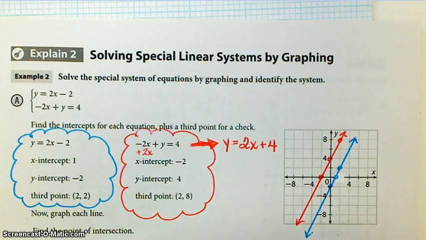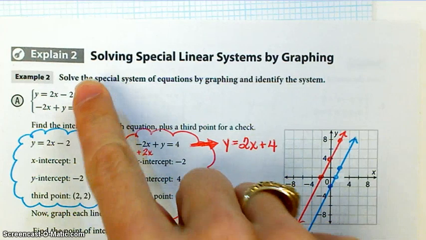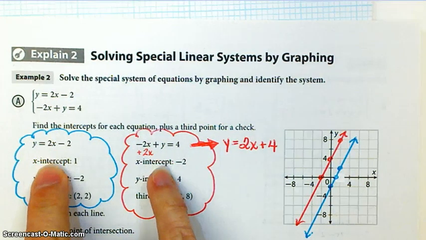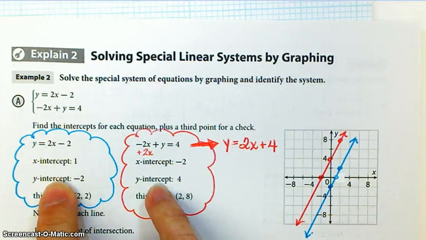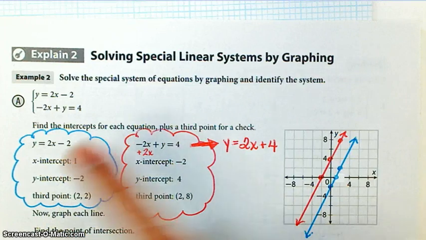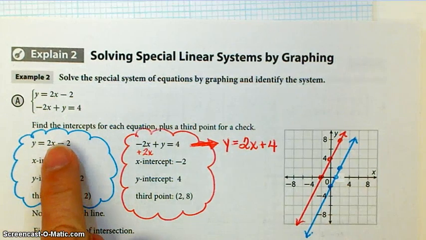All right, so we have this system of linear equations, and I'm going to take each equation, and remember, I can put 0 in for y to get the x-intercept. I can put 0 in for x to get the y-intercept. So remember, this is like 1 comma 0 if you wanted an ordered pair. This is 0 comma negative 2, etc. Okay, I'm not even going to worry with the third point. But I am going to show you this.